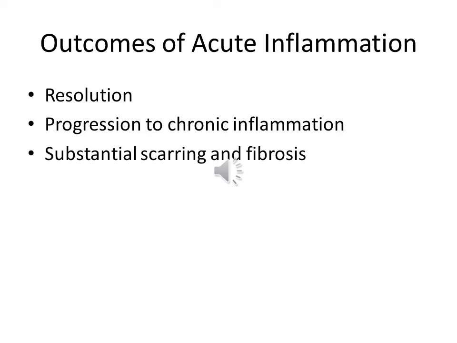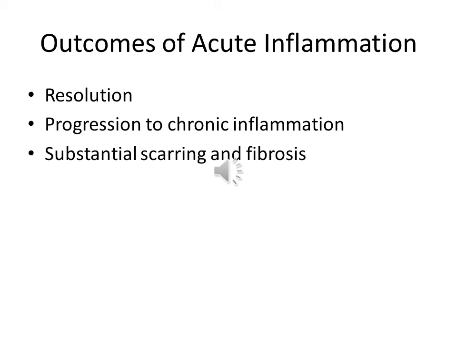Regardless of the cause of inflammation, the outcome usually is one of three processes: resolution, progression to chronic inflammation, or substantial scarring and fibrosis. Resolution involves the replacement of severely damaged cells and the return of the tissue to normal form and function. There is no permanent injury.